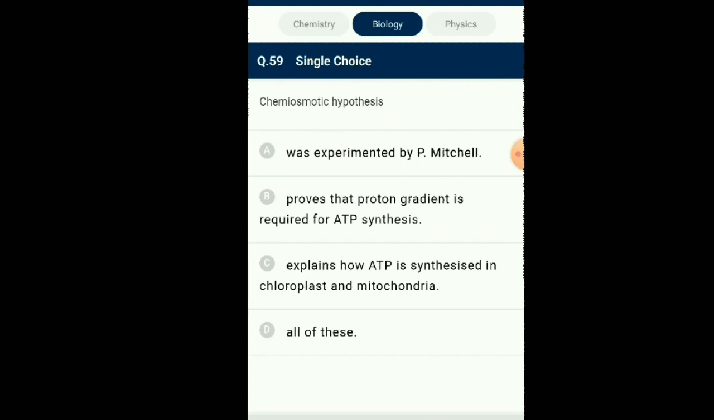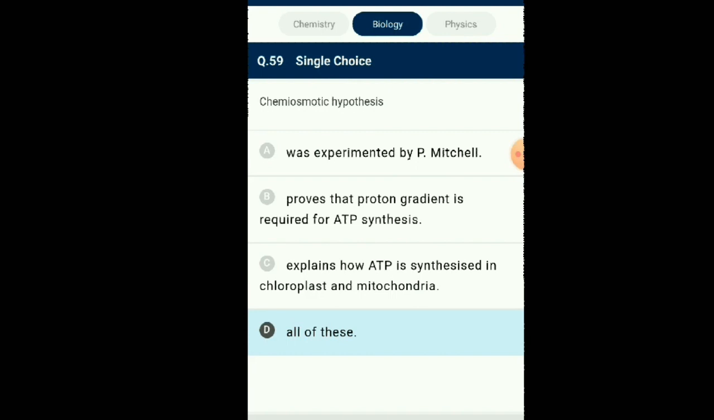Question number 59. Chemiosmotic hypothesis. Chemiosmosis is the process of moving protons across the membrane, resulting in the generation of an electrochemical gradient that can be used to drive ATP synthesis. In 1961, a British biochemist, Peter Mitchell, proposed the chemiosmotic hypothesis to describe the mechanism by which ATP synthesis occurs in chloroplast and mitochondria. In both, ATP synthesis is linked to the development of a proton gradient across the membrane. So the answer for this question is option D.